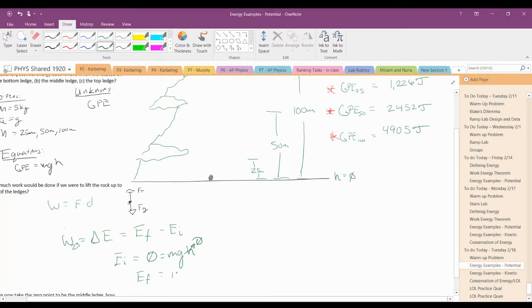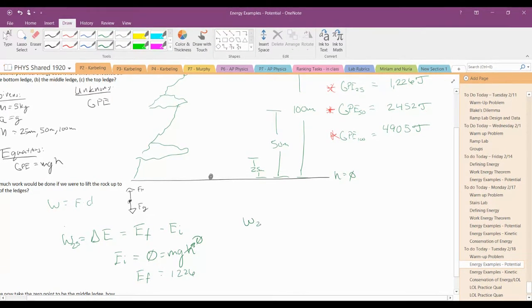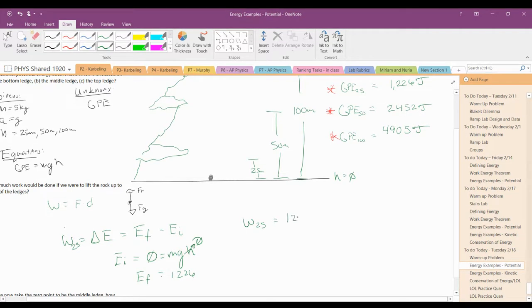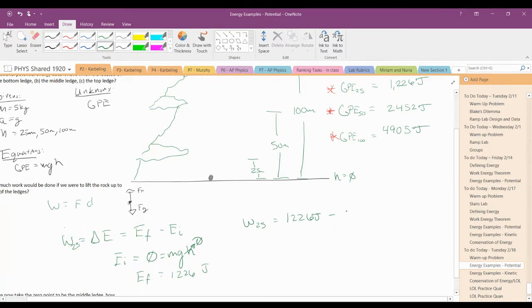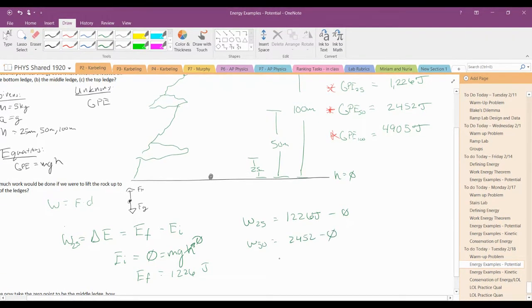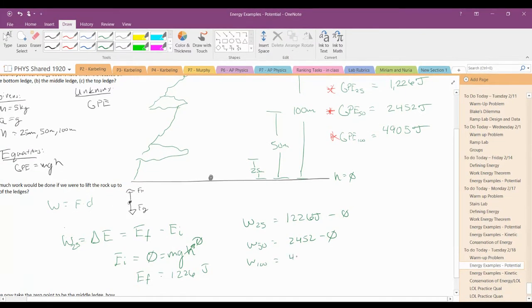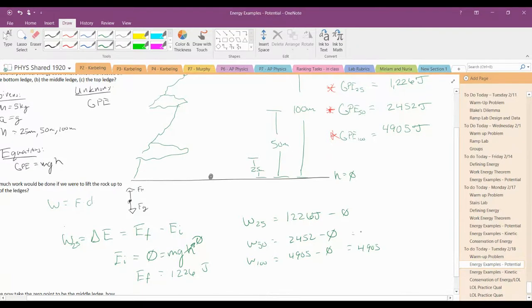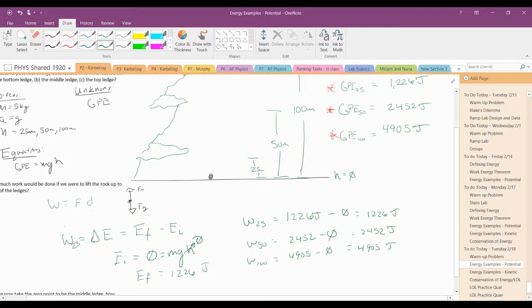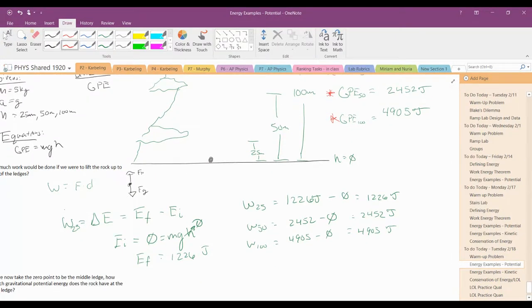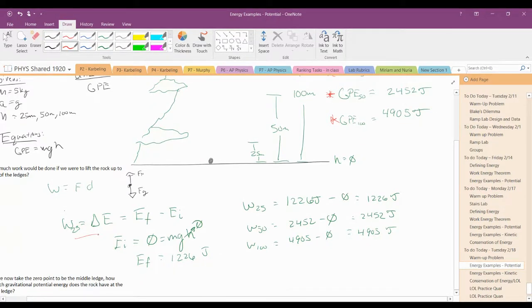So then we would have, for the 25-meter cliff, 1,226. So the work of the 25-meter cliff would be 1,226 joules minus 0. The work of the 50-meter would be 2,452 minus 0. And the work of the 100 would be 4,905 minus 0. So 4,905, 2,452, 1,226, and those would all be joules. Okay. So we solved that problem using the work energy theorem.